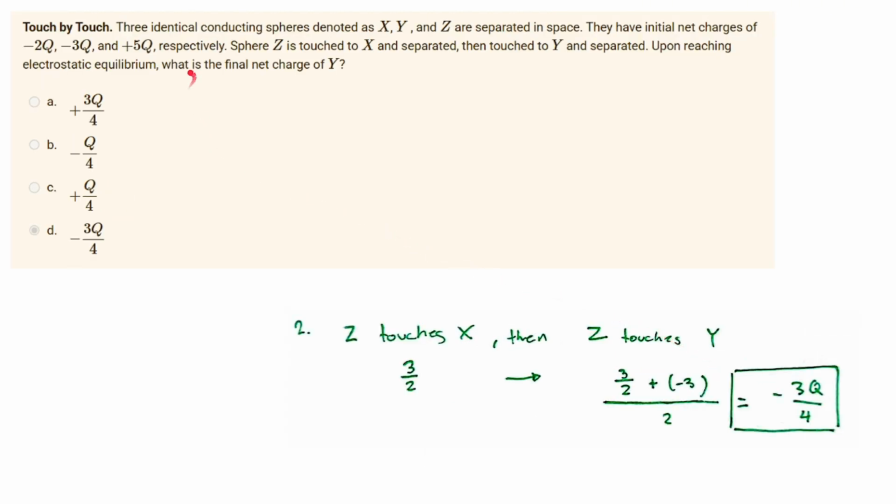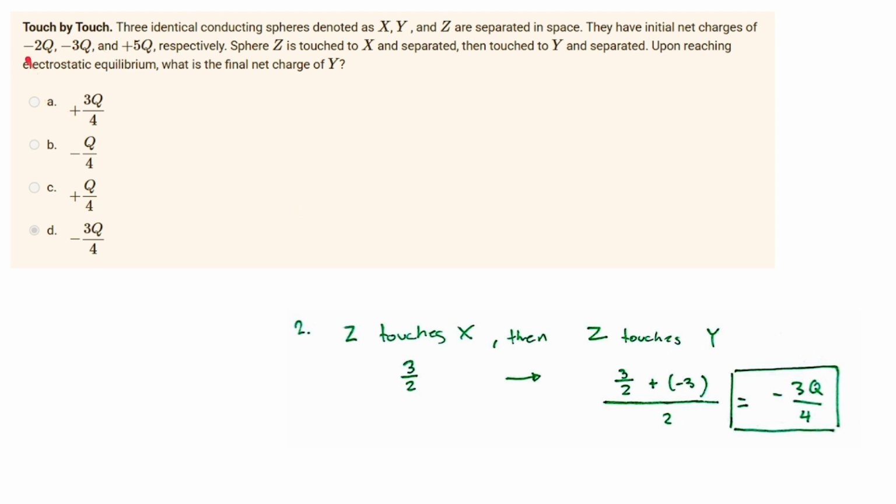For the second question, three identical conducting spheres denoted as X, Y, Z are separated in space. They have initial net charges of -2, -3, and +5 respectively. Sphere Z is touched to X and separated, then touched to Y and separated. Upon reaching electrostatic equilibrium, what is the final net charge of Y? For this, it's just a reading comprehension question. Sphere Z is touched to X, so Z touches X, then touched to Y, which means that Z touches Y. Electrostatic equilibrium is just getting the average of the two charges.